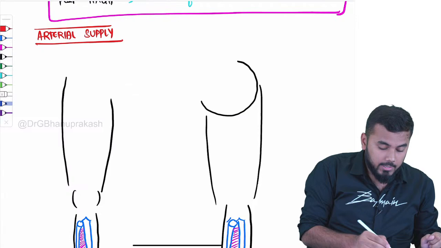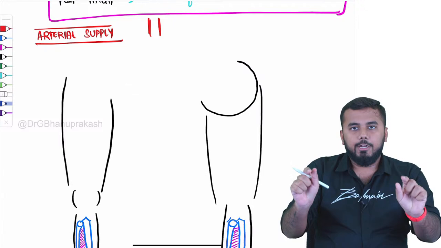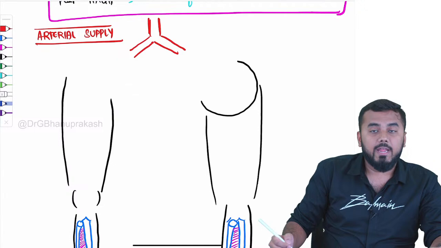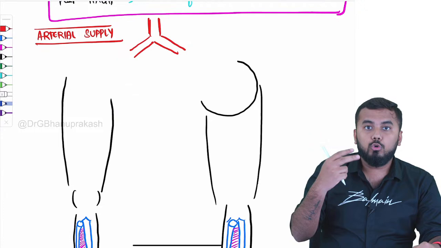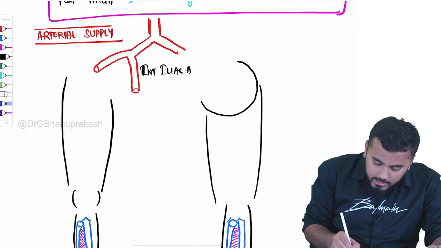Everything starts from the abdominal aorta. So this is your abdominal aorta. The abdominal aorta will come all the way down and divide into two branches. These two branches are called the common iliac arteries. Now, each common iliac artery will in turn divide into two branches. One is called the external iliac, another one is called the internal iliac. So this is called the internal iliac artery and this is called the external iliac artery.